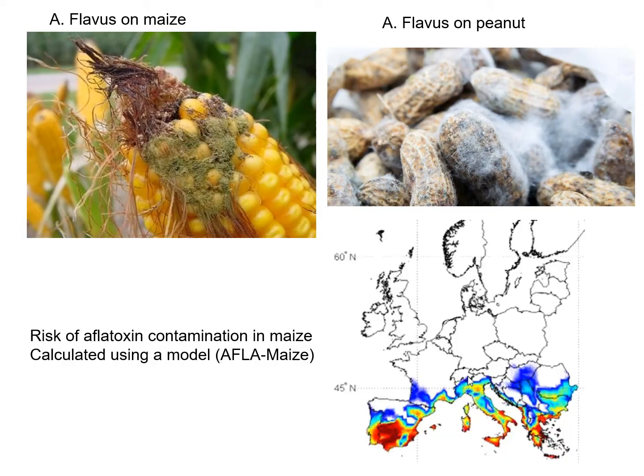We see here pictures of Aspergillus flavus on maize and also on peanuts. And in the lower part, we see a map of Europe where the risk of aflatoxin contamination in maize has been calculated using a model that uses meteorological data. It is called AFLA maize. And we see here that the higher risks, which are marked by the dark red colors, are occurring in the south of Spain and also in the south of Greece and Italy. And we see also that the risk of aflatoxin contamination in maize is much lower in North Europe.